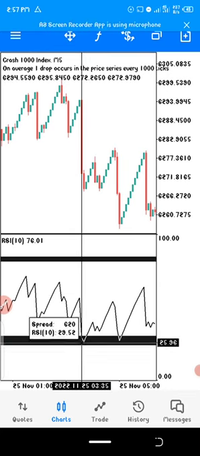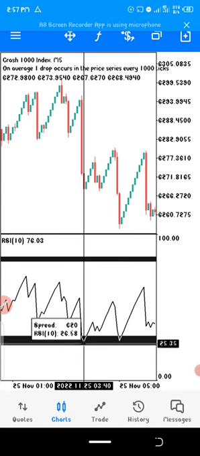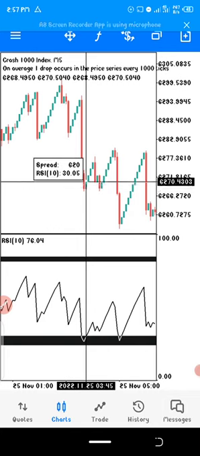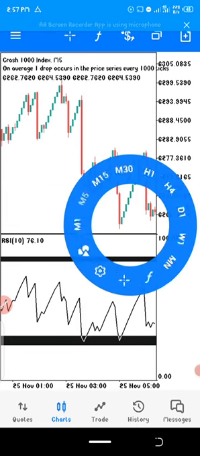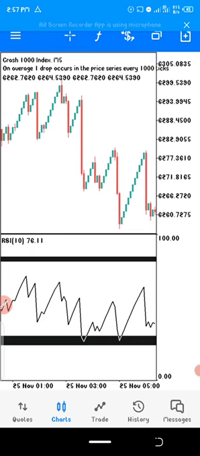So this is basically what I do. This is my support. When the market gets to my support, I'm going to wait for a candle to close green. All right, this is for Crash 1000. Once the candle closes green, I'm going to take my trade. Now, once I take my trade, I'm going to use this as a marker for my trade. So I'm going to take my trade right here.